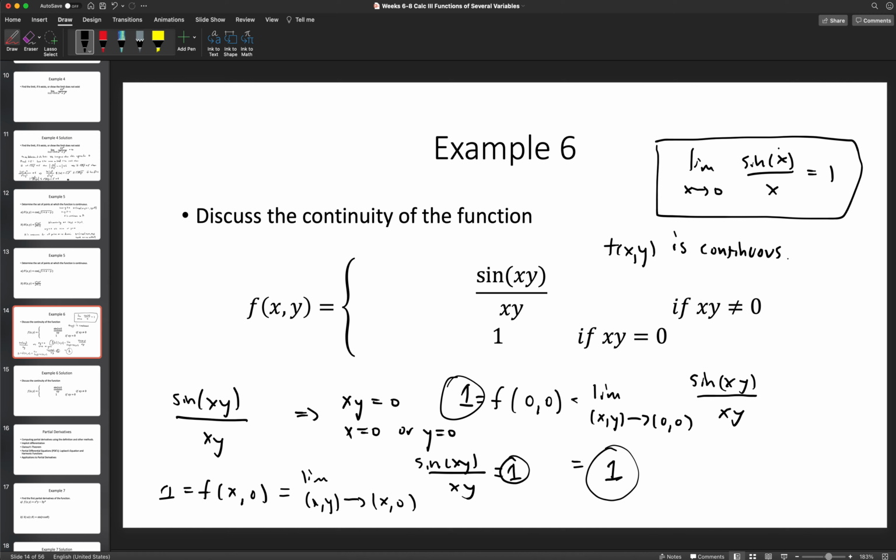So yeah, this is using this fact here, which you could think of as going back to Calc 1. You could think of this as proving this limit using L'Hopital's rule, or showing that this is 1 using L'Hopital's rule. That is one way to show this. But in any case, we see that this is continuous on its domain.